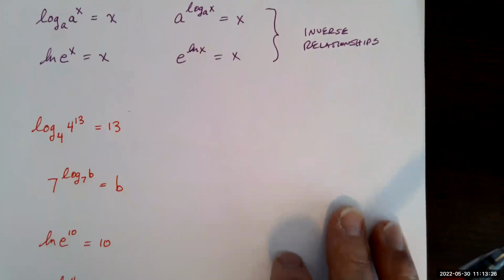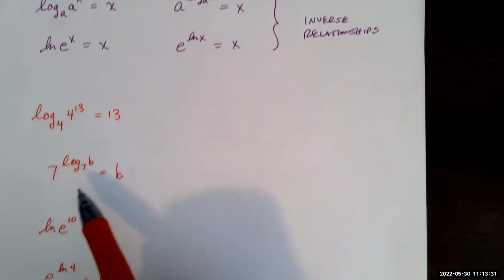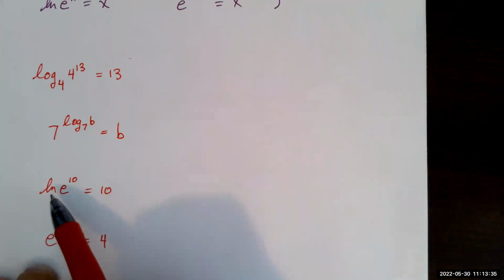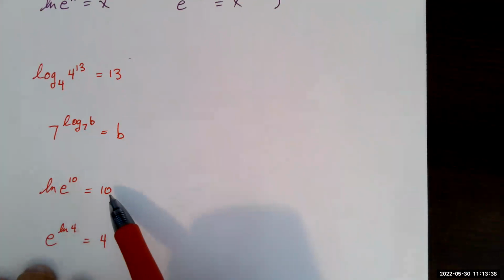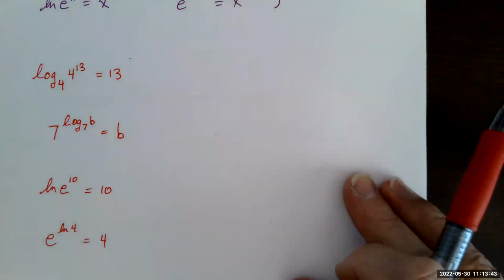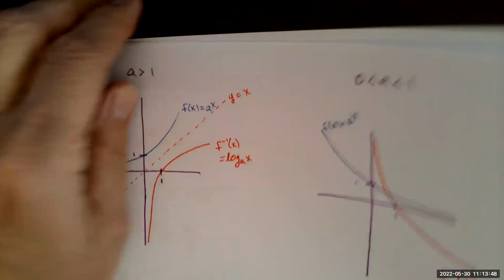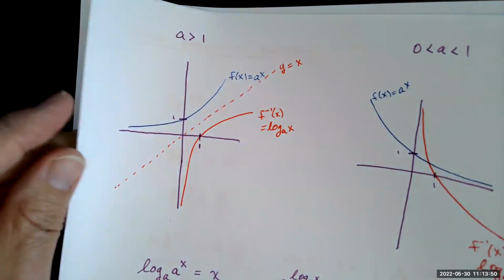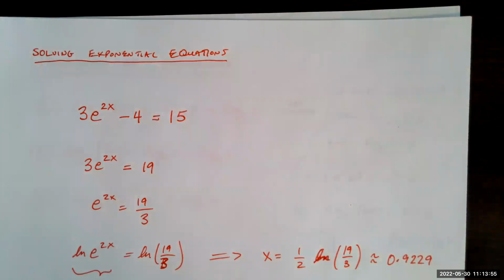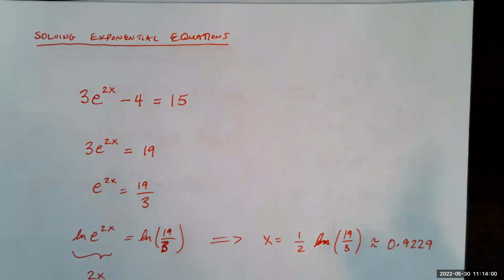And so, for instance, we have these situations. Log base 4 of 4 to the 13th power is just 13. 7 raised to log base 7 of b is just b. The natural log of e to the 10th power is just going to be 10. And e to the natural log of 4 is 4. So these are important relationships that you should recall from your study of exponential and logarithmic functions.